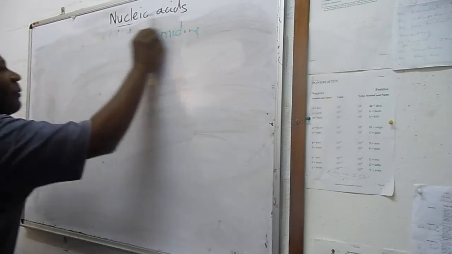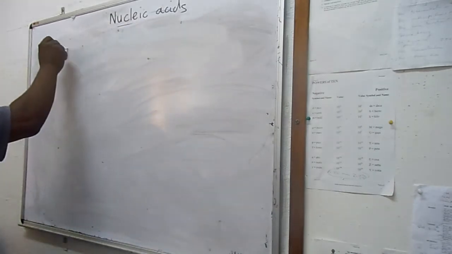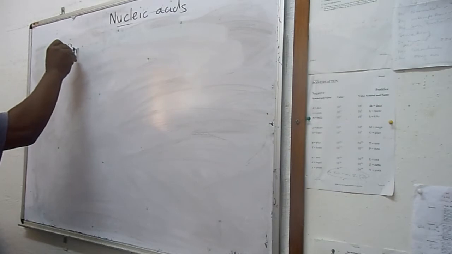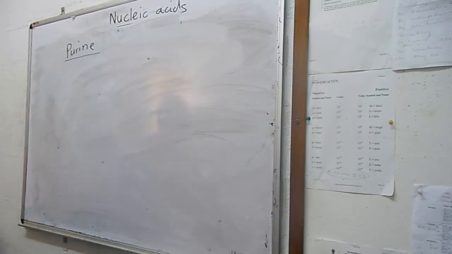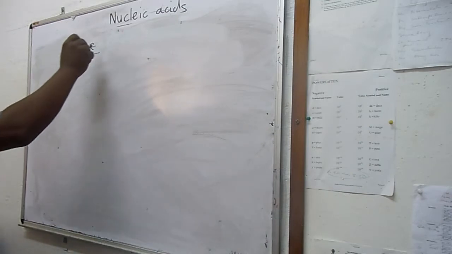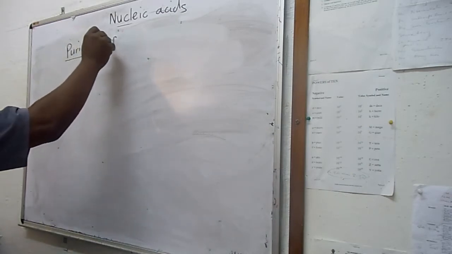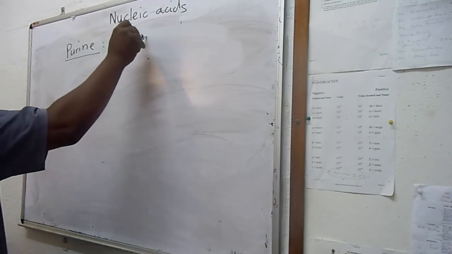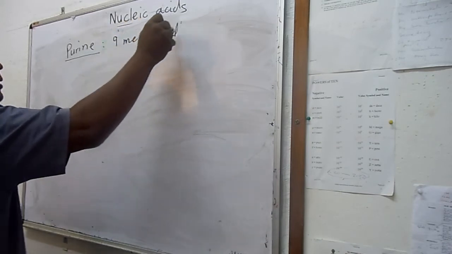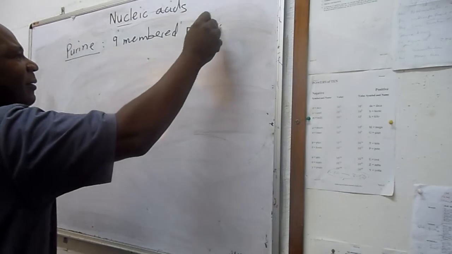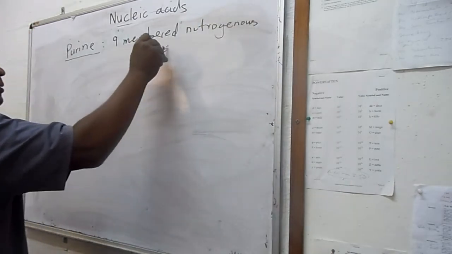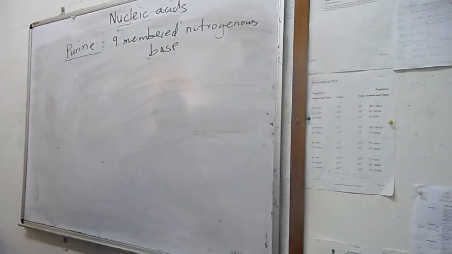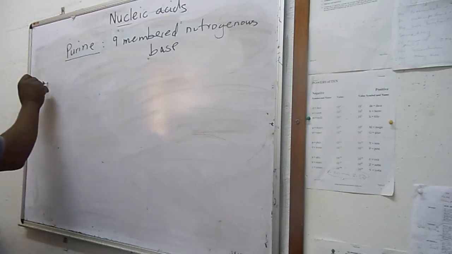Now let's look at purines. Just in case you've forgotten, we defined purines as 9-membered nitrogenous bases. Examples. Well, let's look at examples.